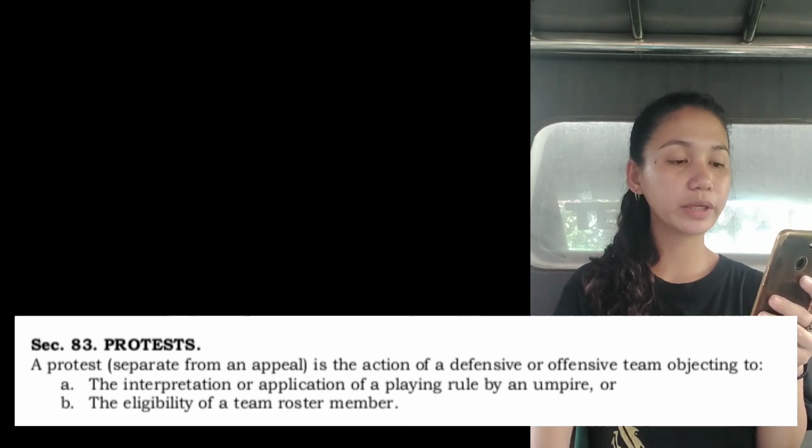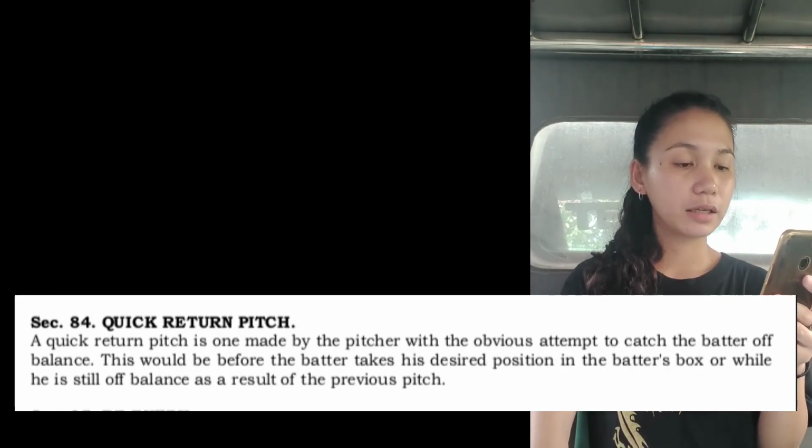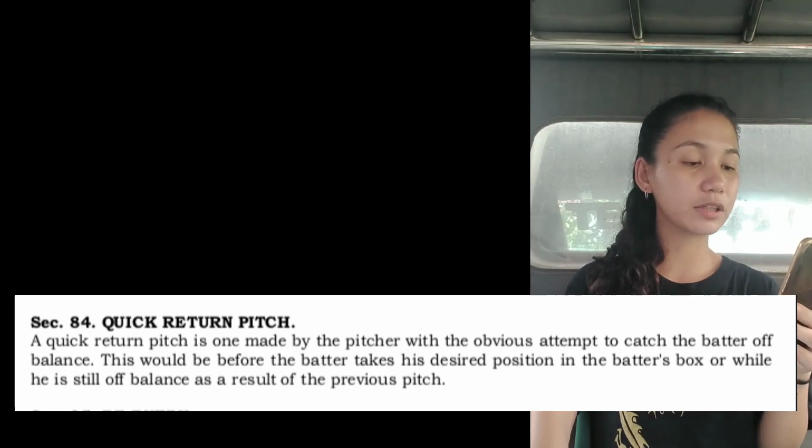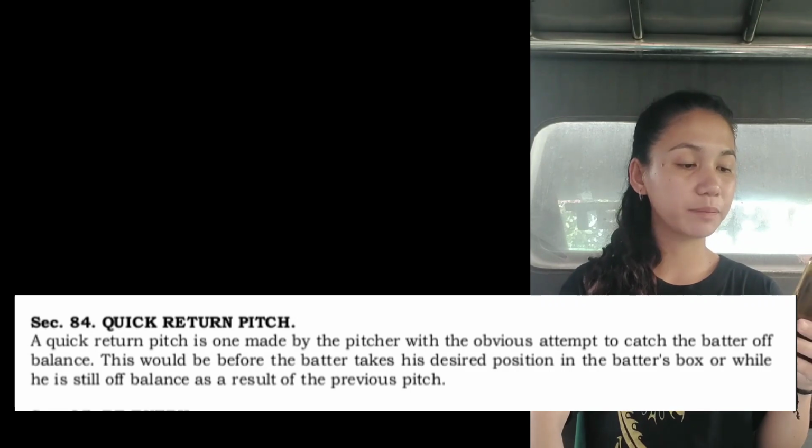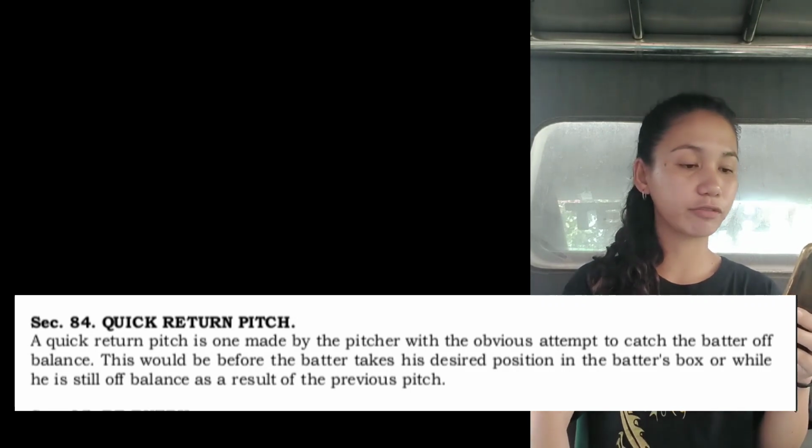Section 84, quick return pitch, is one made by the pitcher with the obvious attempt to catch the batter off balance. This would be before the batter takes his desired position in the batter's box or while he is still off balance as a result of a previous pitch. So that is section 84.